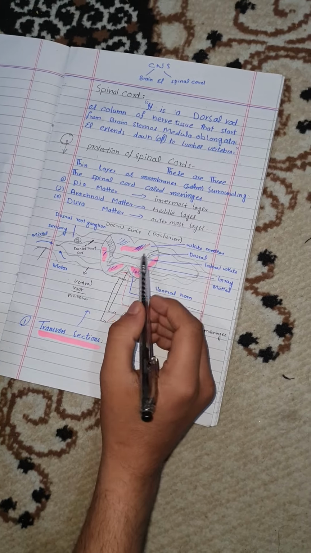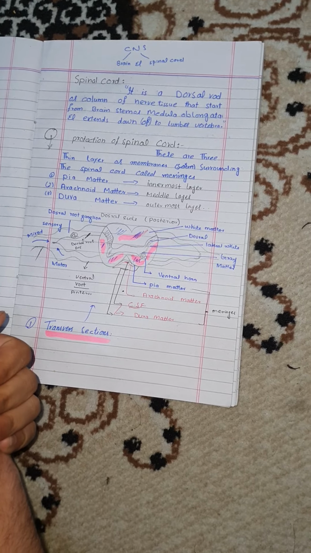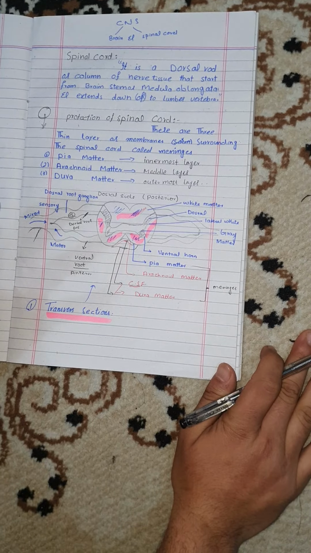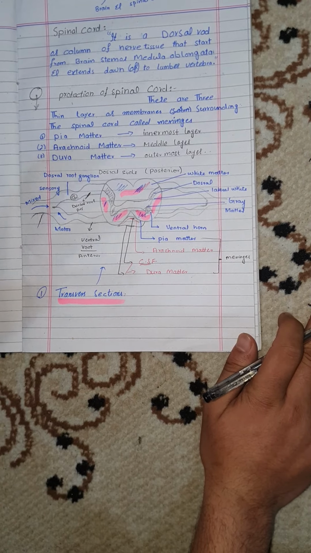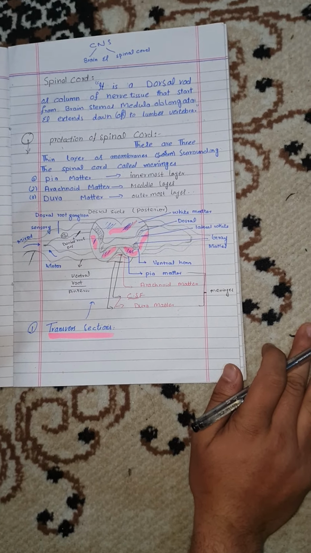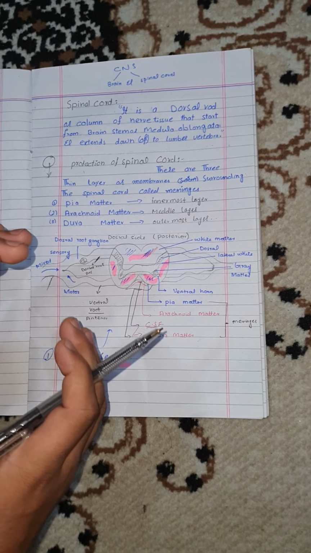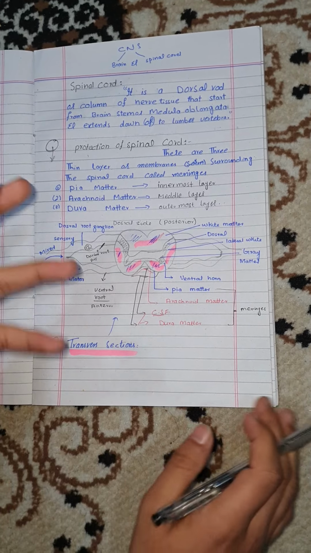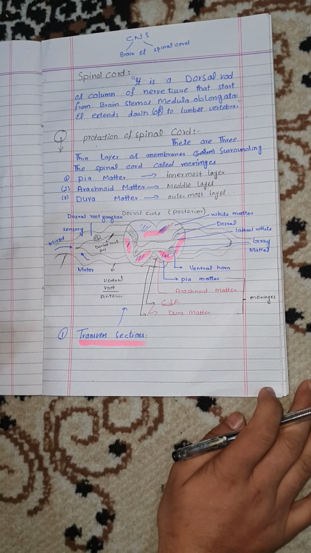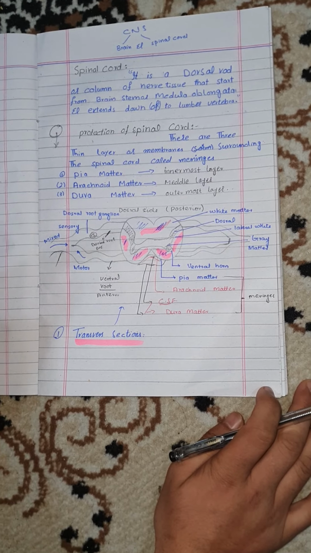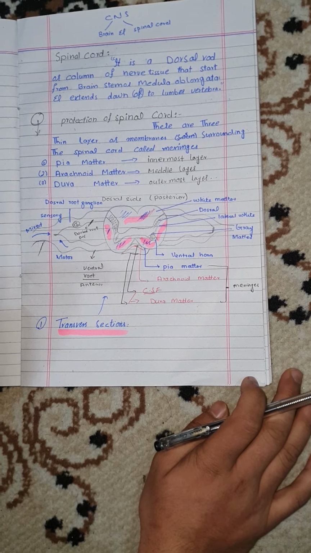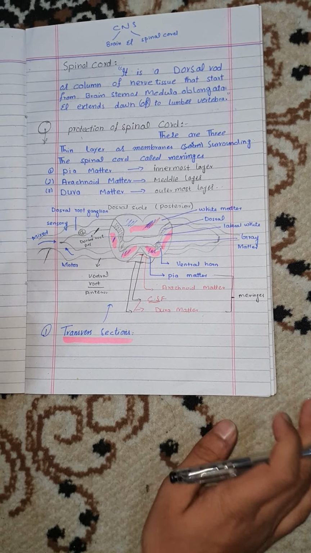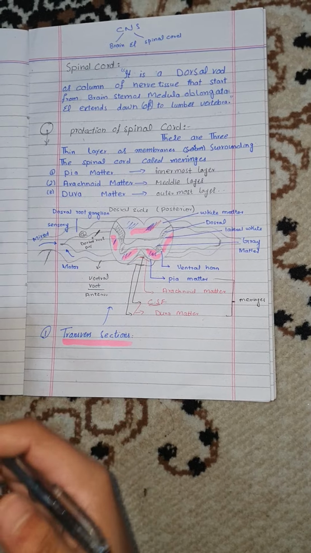Okay, and what are gray matter and white matter? Gray matter means non-myelinated, and white matter is also called myelinated. This situation is vice versa in the brain. In the brain, the outer region is gray matter, and the inner region of the brain is white matter. It means this condition is vice versa.